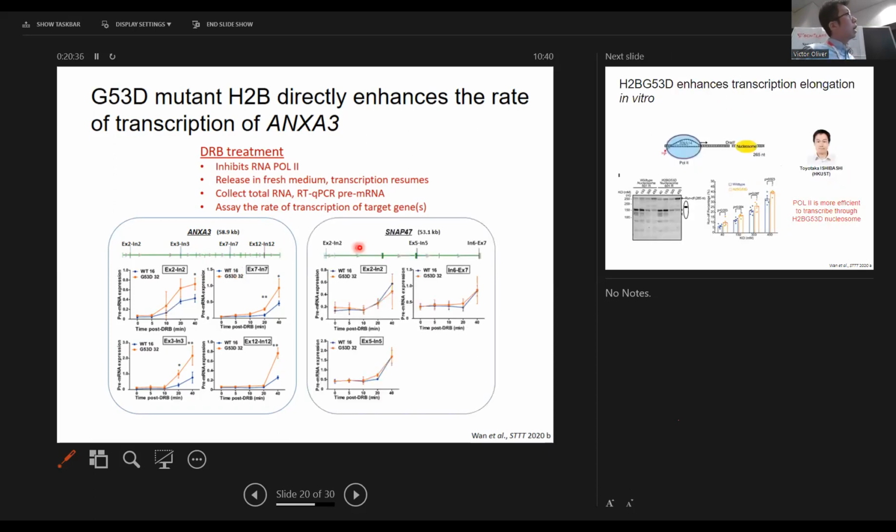Another gene, SNAP47, which has a similar size but is not targeted by the H2B G53D mutant, has a similar transcription rate in the wild type and in the mutant, suggesting that the increased expression of ANXA3 is specific in the mutant cells.